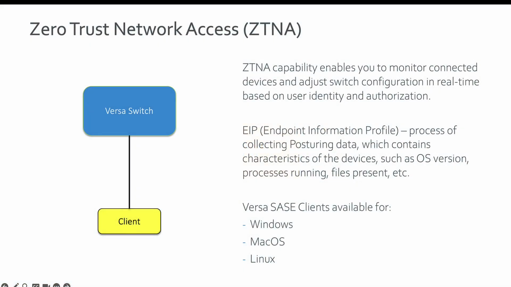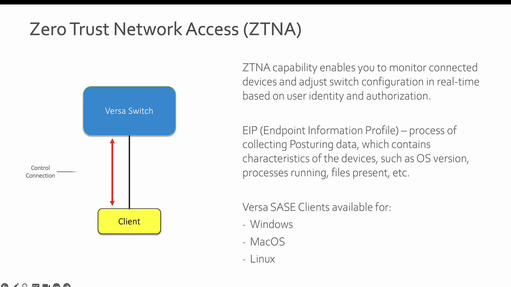First of all, each of the Versa switches supports ZTNA or Zero Trust, and Zero Trust capability allows you to monitor in real time your clients, which can be Windows, macOS, Linux, and others. And based on the configuration of the client, we can adjust the behavior of the switch. So we can take into account things such as identity of the user, so his username, his role, his privilege, and also additional features such as version of the operating system, patches that are installed, what is the processes running.